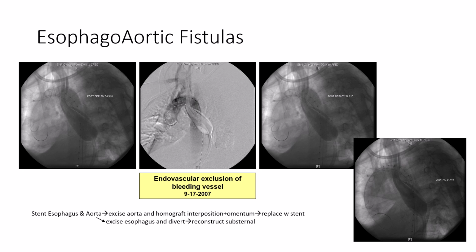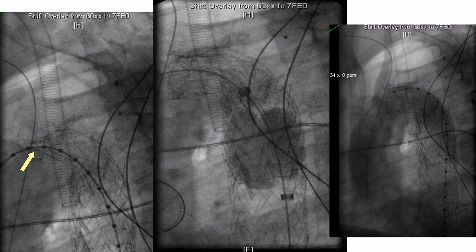There are a multitude of different options. When you do deploy a stent for an esophago-aortic fistula, it is forever infected until it's been removed. This is just showing some of these techniques that have been performed for exclusion for esophago-aortic fistula, which is commonly used with aortic stenting.